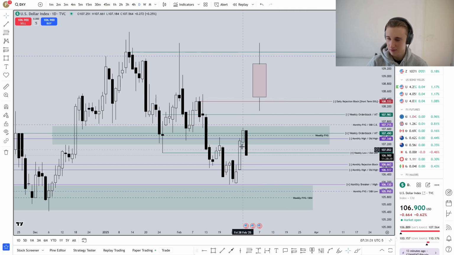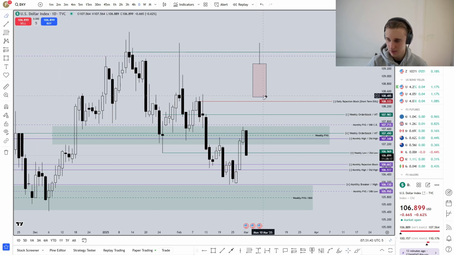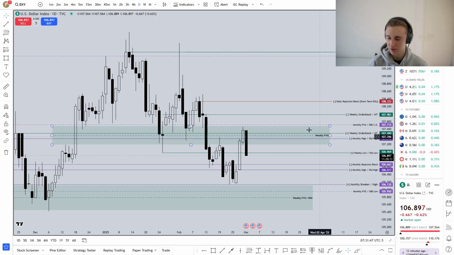And I think the run higher was only the distribution of shorts from a key discount level. So this is basically only manipulation to set us up for another rally lower, in my opinion.